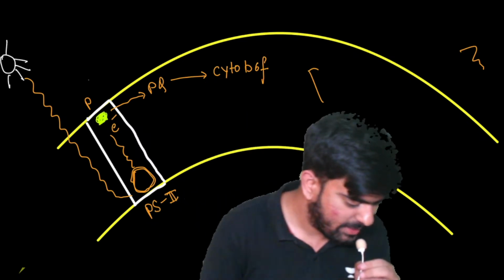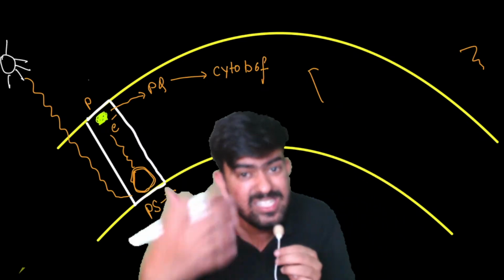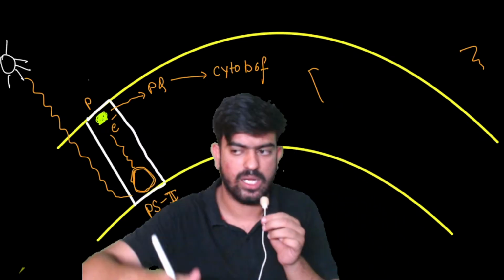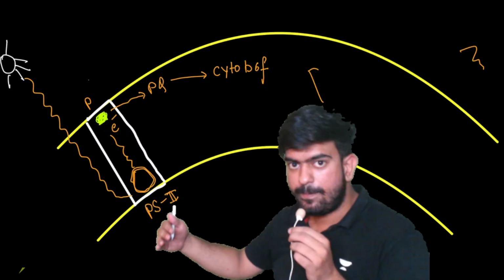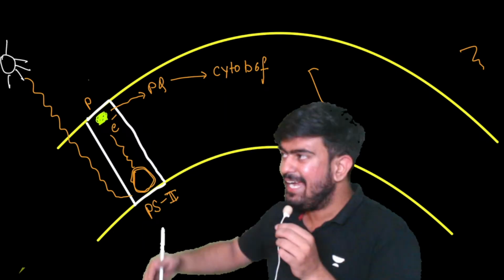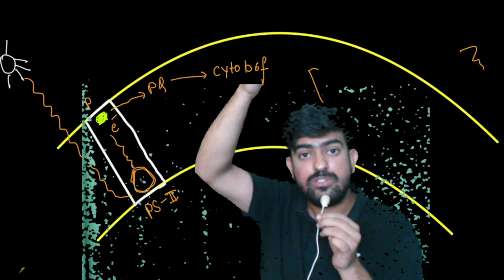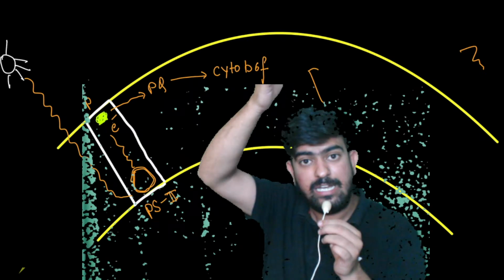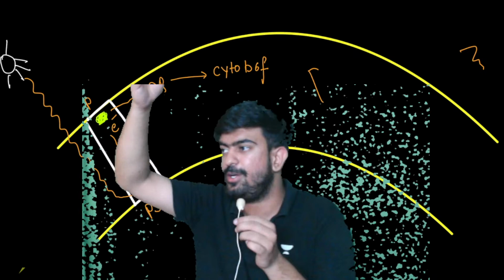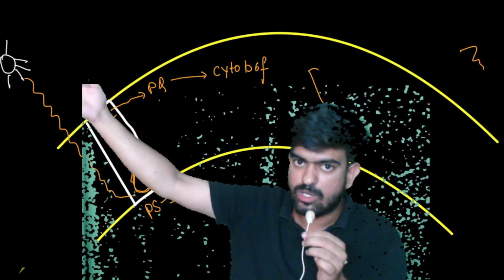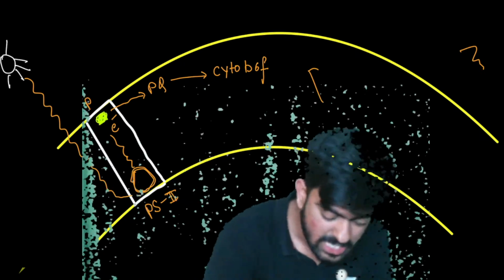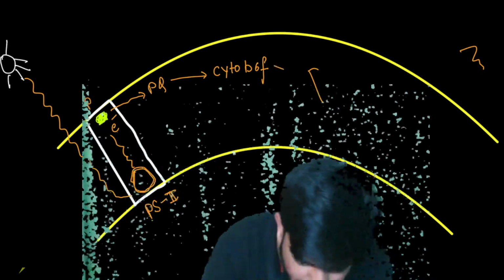Okay, cytochrome B6. So what's happening right now? Learn this right away. Chlorophyll A, PS2 reaction center, light came, electron got excited, electron went to pheophytene. Pheophytene is what? The primary electron acceptor. Primary electron acceptor gave the electron to PQ. PQ gave the electron to the cytochrome B6 complex. And then the cytochrome B6 complex gave the electron to PC.